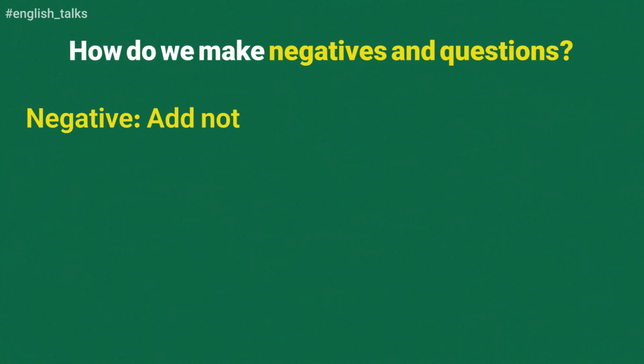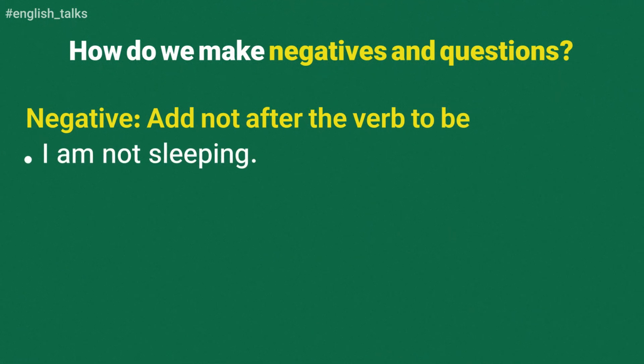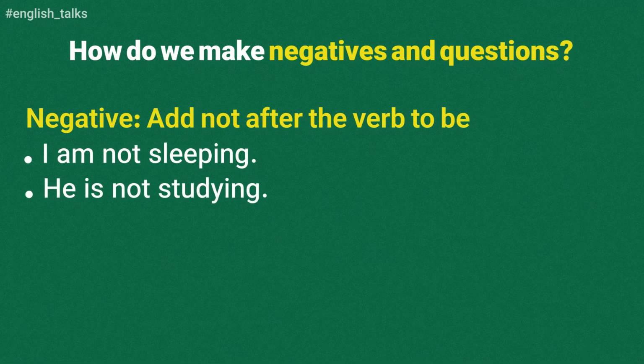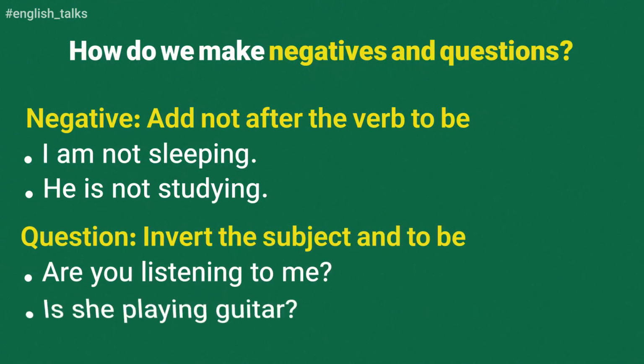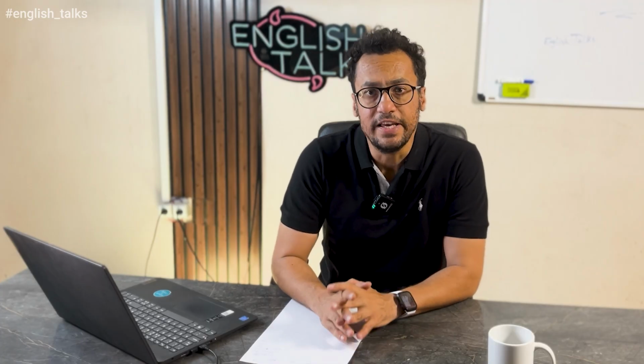Let's make it a bit more interesting. How do we make negatives and questions? For negative, just add not after the verb to be. For instance, I am not sleeping, or he's not studying. And for the question, invert the subject and to be. Are you listening to me? Is she playing guitar? Please practice and practice and practice saying some negatives and questions about what is happening around you.